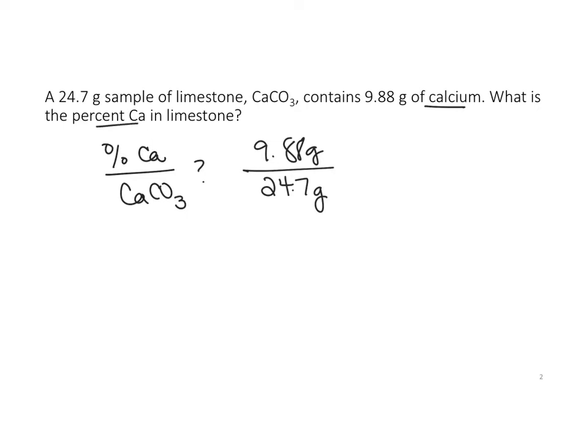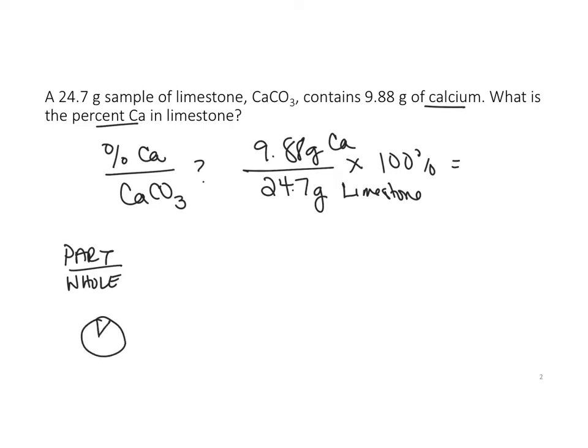And it wants percent. So this is calcium, this is limestone, and you multiply that by 100%. Whenever you're doing these, it's the part over the whole. And the part is always smaller than the whole. Think of a pie. A part of a pie is smaller than the whole. So when you're doing percentages, you do the part that you want over the whole.